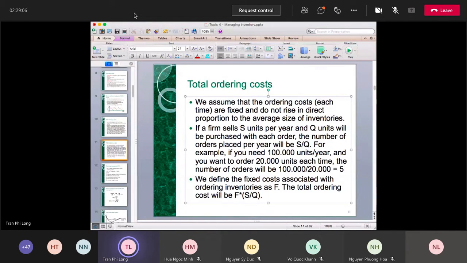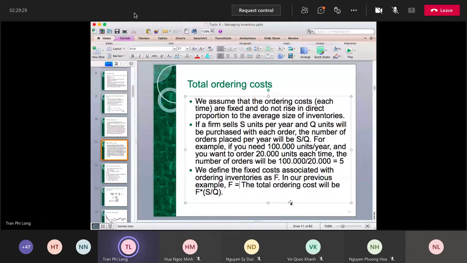And we define the fixed cost associated with ordering inventories as F. So the total ordering cost will be F multiplied by the number of orders. In our previous example, F equals 1,000 USD. For each time, the company will have to pay 1,000 for the ordering cost. So the total ordering cost in our example will equal 1,000 multiplied by 5, which equals 5,000 USD.